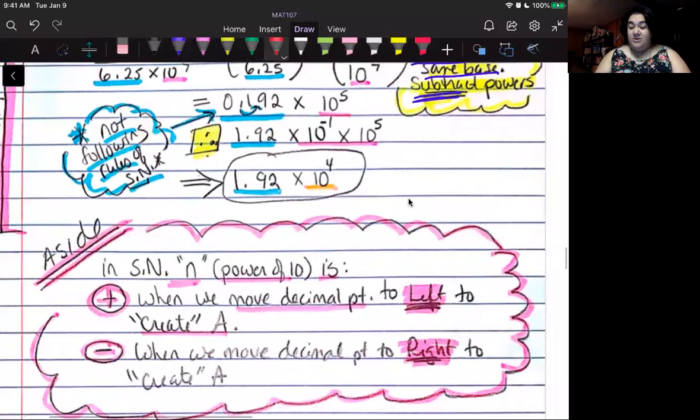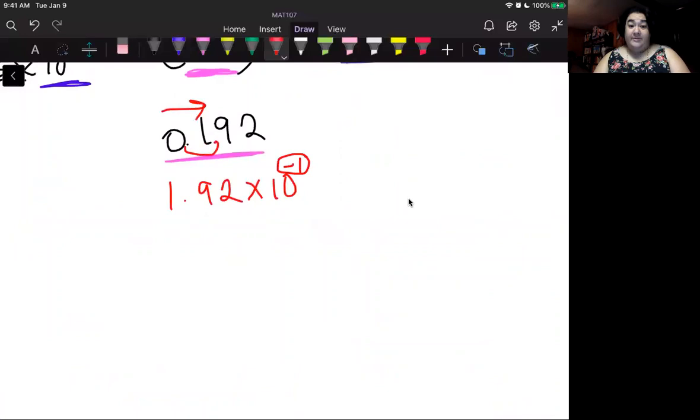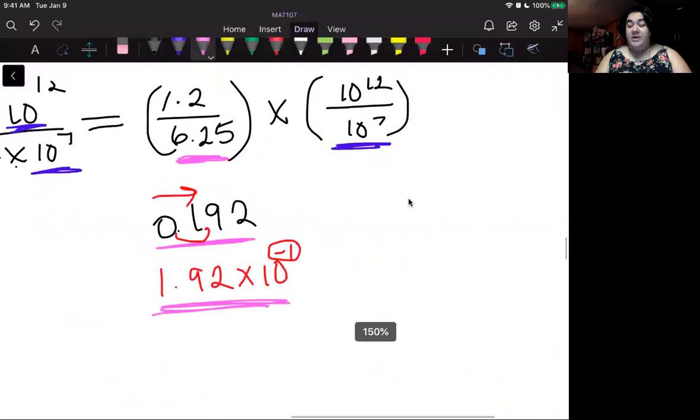And it tells you here that in scientific notation, N, which is the power of 10, will be positive when you move the decimal point to the left to create your A, but it will be negative when you move your decimal point to the right to create your A, okay? So in this case, we had to move it to the right to create our A, so that's why our power is negative, okay? But this is still our A that we got when we divided our original A's, okay?